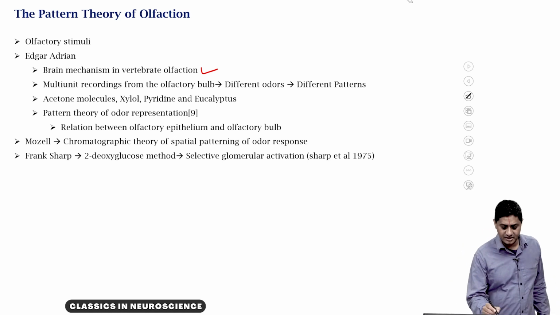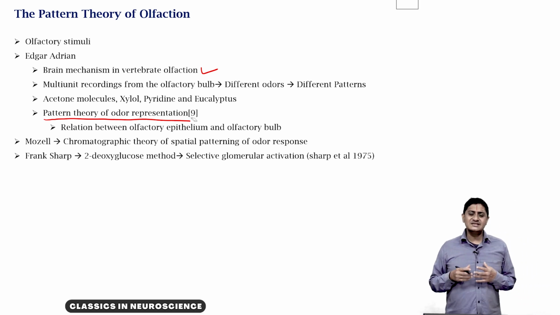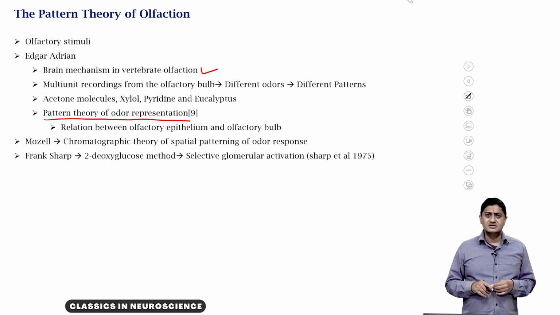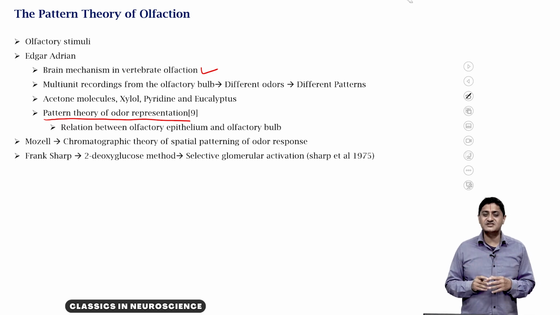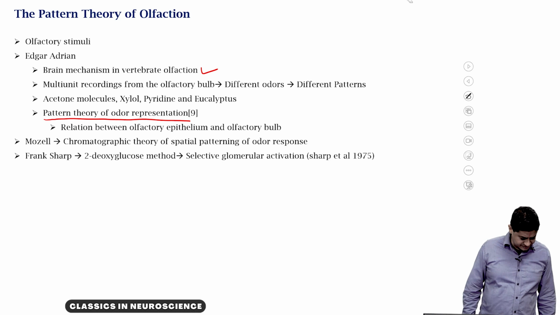This idea came to be called the pattern theory of odor representation. So, this essentially suggested that there existed a clear relationship between the olfactory epithelium and the olfactory bulb. Each chemical or each odor essentially elicited a signature pattern within the olfactory bulb. That set of neurons has a specific set of activation for that particular odor. So, this is called the pattern theory of odor representation.